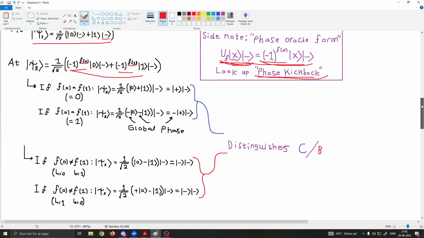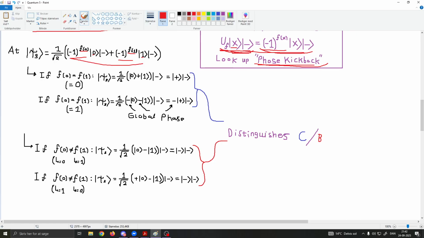And this distinguishes two different scenarios that we can see right here. Let me just finish this up. First of all, if it is balanced, meaning that the input being 0 and 1 returns the same bits, and for this specific case here I've chosen 0, then the result will be like this, which just corresponds to the plus state tensor with the minus state.